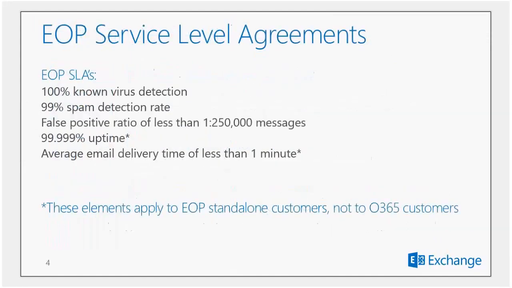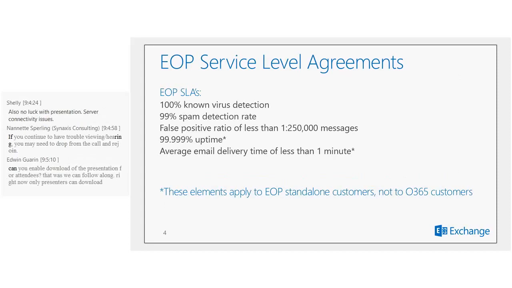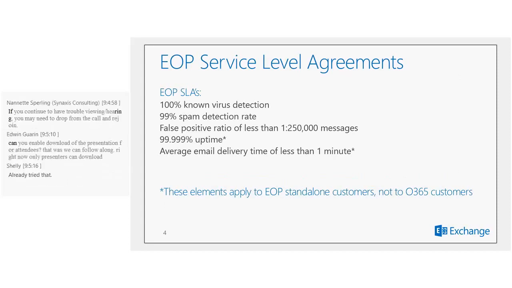In terms of the service level agreements that EOP provides, we offer 100% virus detection, a 99% spam protection rate, and a false positive ratio of about 1 in 250,000 messages. And then there are some elements for EOP standalone customers around the uptime and the average email delivery time, which would be less than 1 minute.